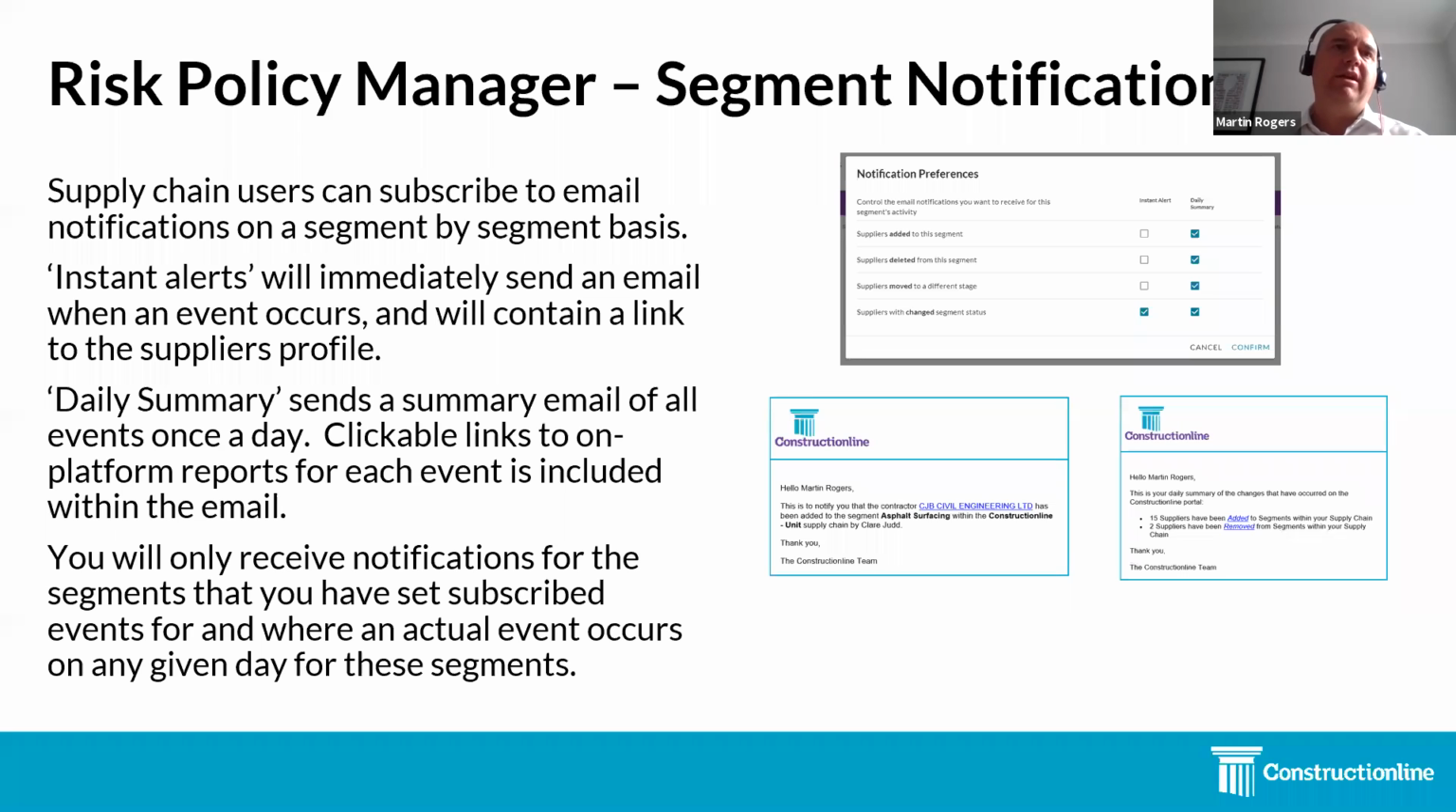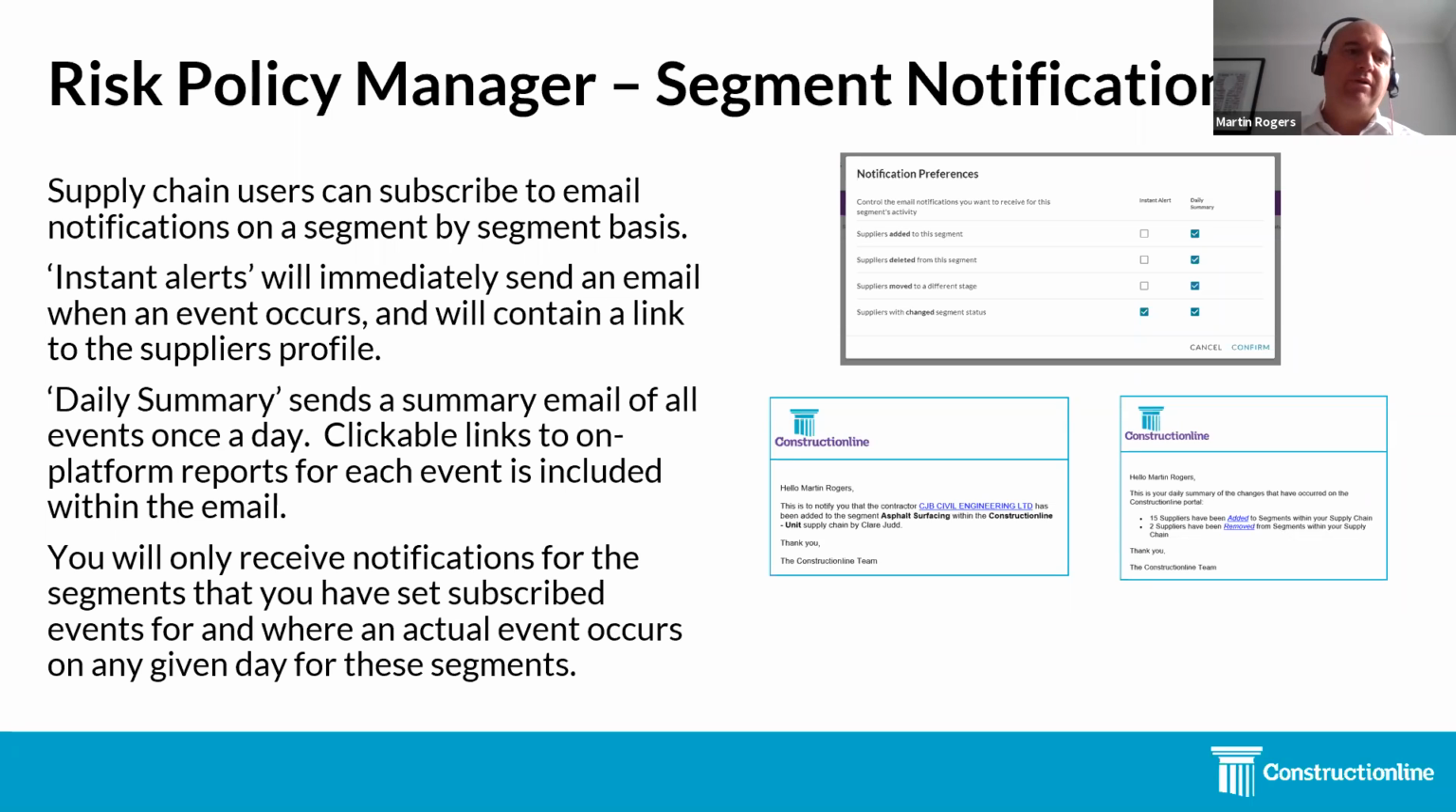It's important to note that you'll only receive notifications for the segments that you have set subscribed events for, and where an actual event occurs on any given day for these segments. As you can see here, at the moment there are four types of alerts available to you: suppliers being added to segments, suppliers being deleted or removed from segments, suppliers that have changed or moved stage, maybe from not approved to approved, or from approved to not approved, and suppliers who have had a change of segment status.